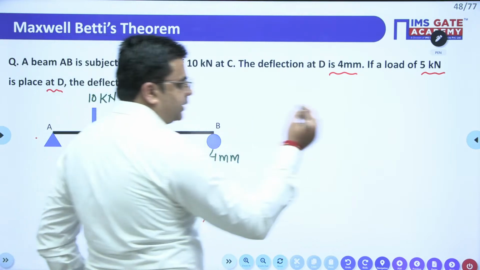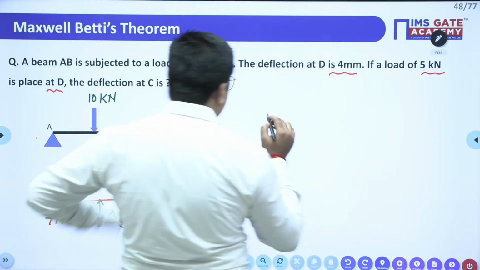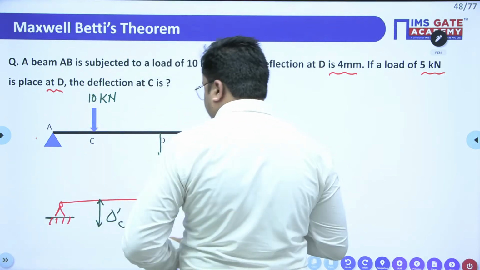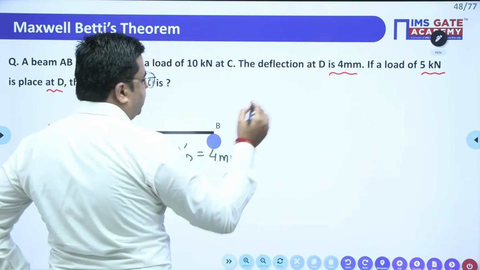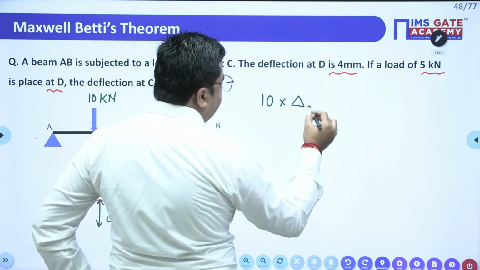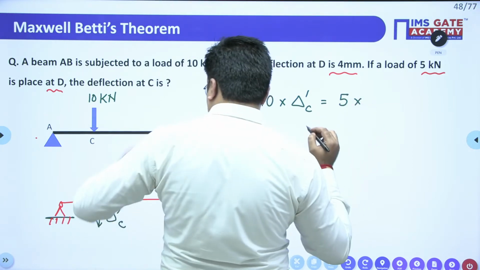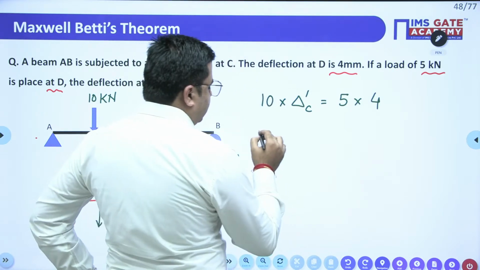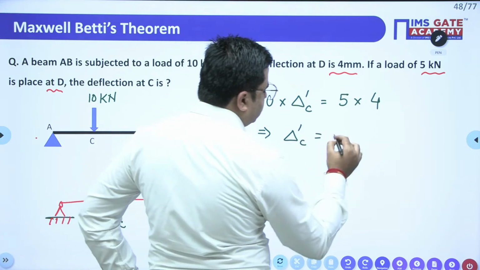So according to Maxwell's Betti's theorem, the virtual work done by this load of 10 kilonewton will be equal to the virtual work done by this load of 5 kilonewton. So the virtual work done by this load 10 kilonewton is 10 into delta C dash, equal to 5 into 4 mm. So this delta C dash is 2 mm.